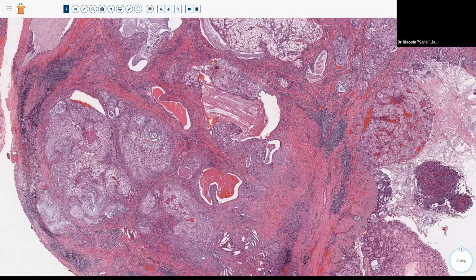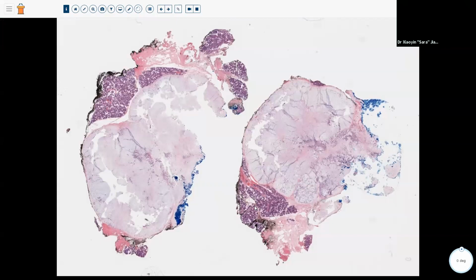And then from the perspective of genetics, these tend to have mammal 2 rearrangements. All right, moving on to the next one.